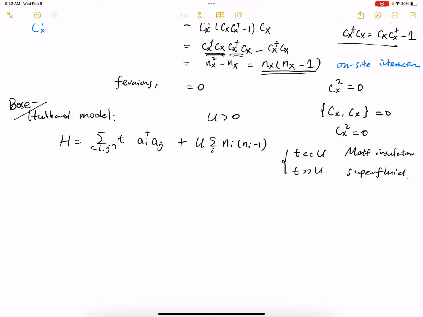Or beyond. And then there's this other regime where t is much larger than U. You can think about the case as just turning off U. There's no interaction. You just have this first term. And this term will give you a phase which is called the superfluid.